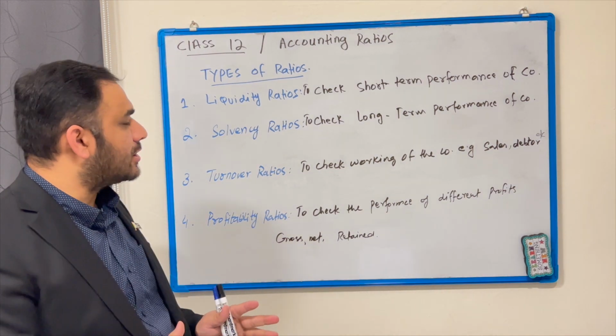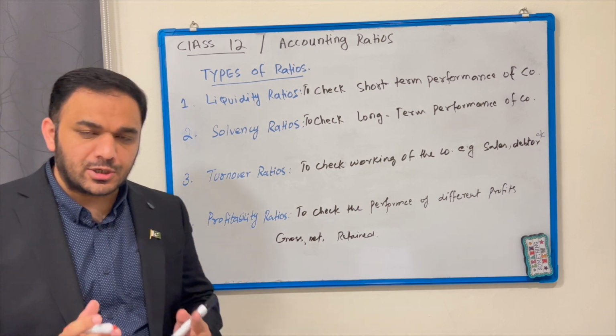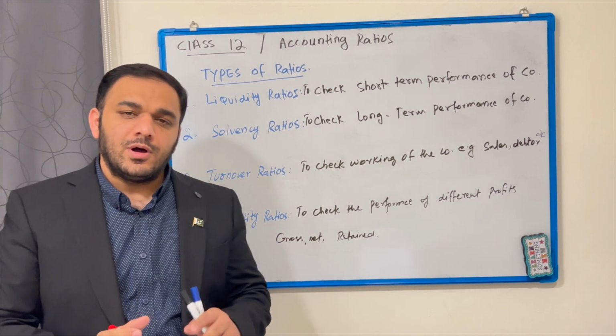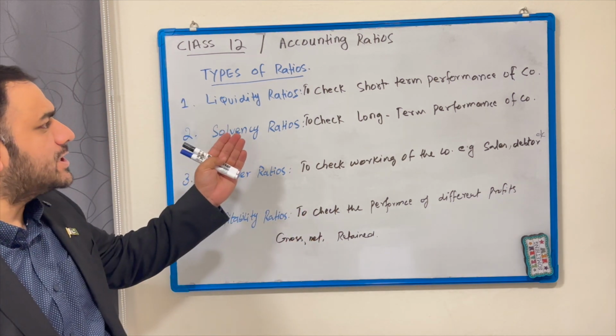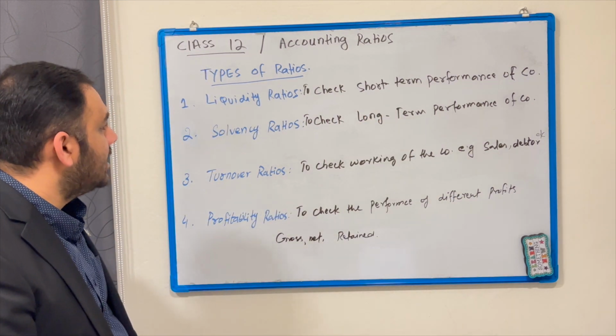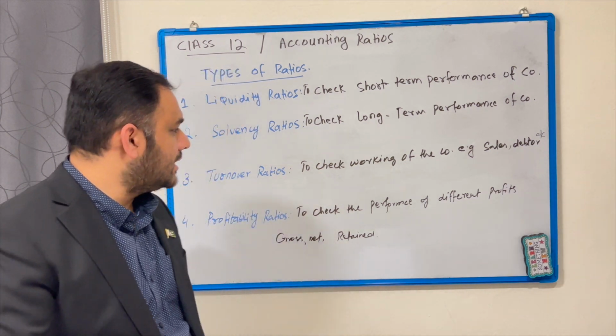There are four types of accounting ratios: liquidity ratios, solvency ratios, turnover ratios, and profitability ratios. So what is the function of all these ratios? Liquidity ratios are to check the short-term performance of the company. Solvency ratio is to check the long-term performance of the company.